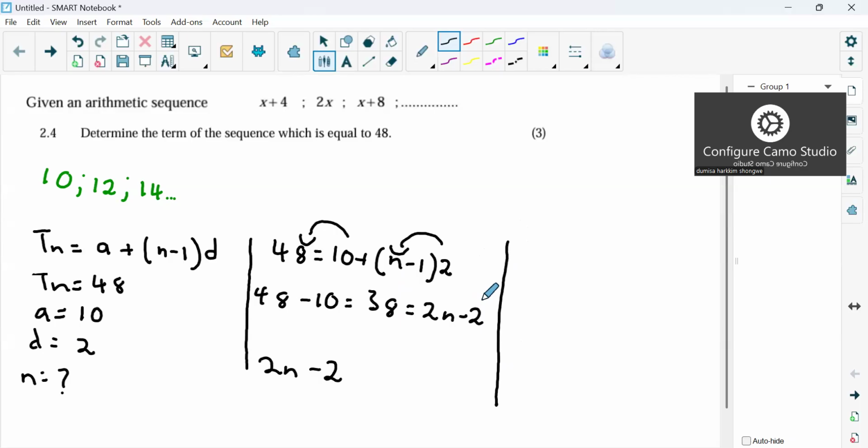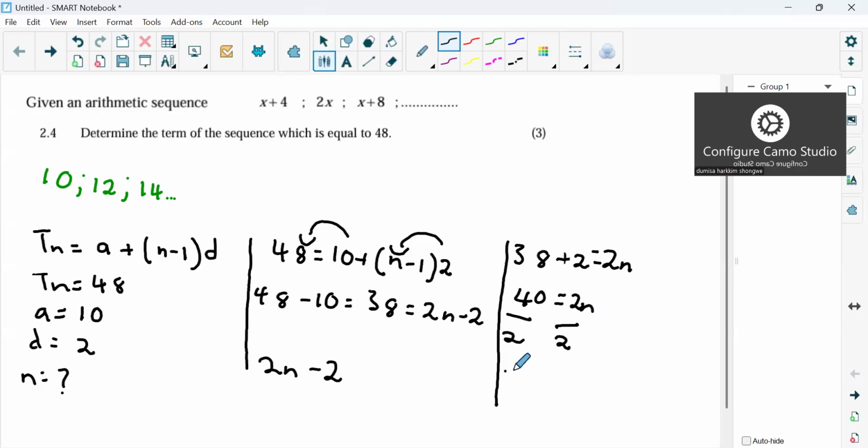Then I am going to have 38 plus 2, which is going to be equaling to 2n. Now from there onwards, I can say 38 plus 2 is going to give you 40, which is equaling to 2n. Now I'm looking for n. What am I going to do from here? I am going to divide both sides by 2, and then n is going to be equaling to 20. Now remember, guys, what is the trick about this question?